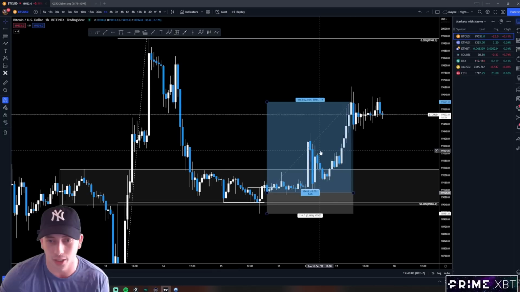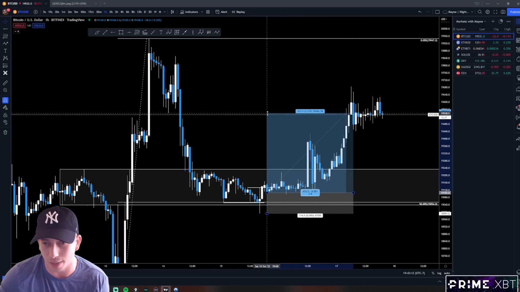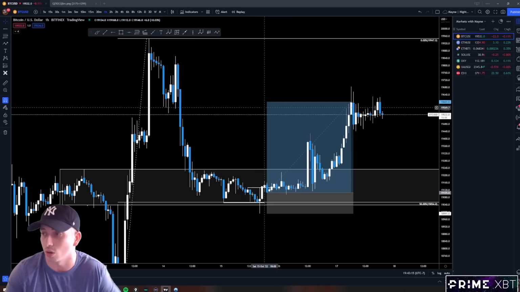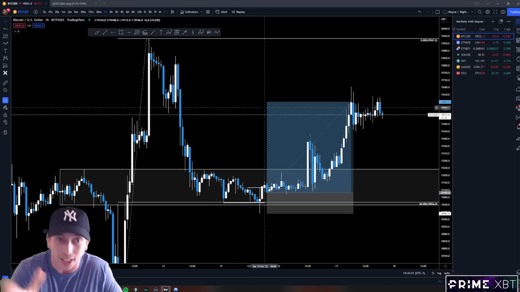Bearish order block here. 4.5R, 4.3R. Already tagged. Still currently up 3.8R. I posted in Discord. I said, listen, I gave you the setup, top down. I gave you the entry. It hit my first target.